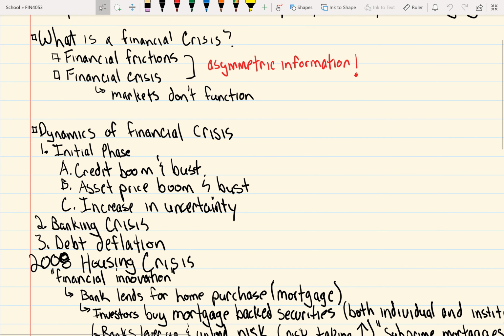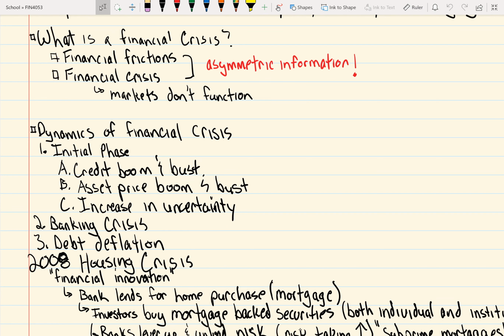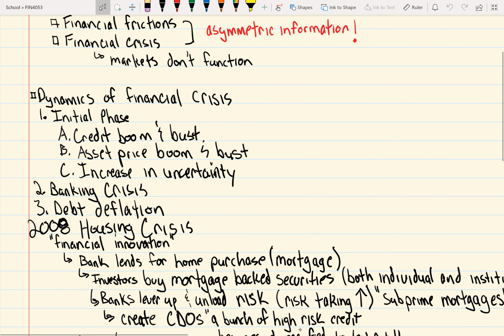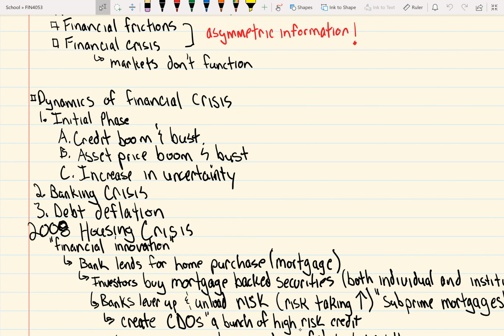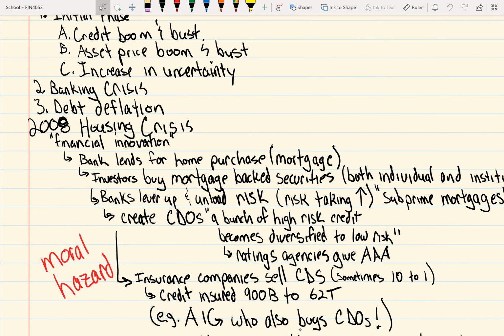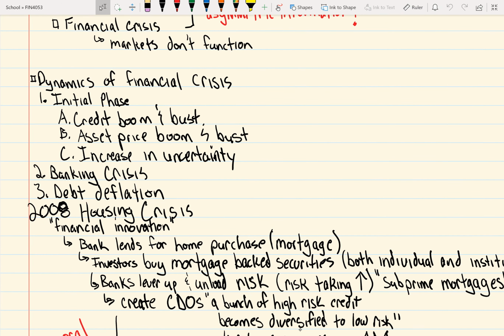So the dynamics of a financial crisis. They talk about an initial phase, and then a banking crisis, and then debt deflation, where the initial phase has three parts: a credit boom and bust, asset price boom and bust, and an increase in uncertainty. So again, here I'm going to do my best to explain the 2008 housing crisis, because this should give you an idea of what this stuff means.